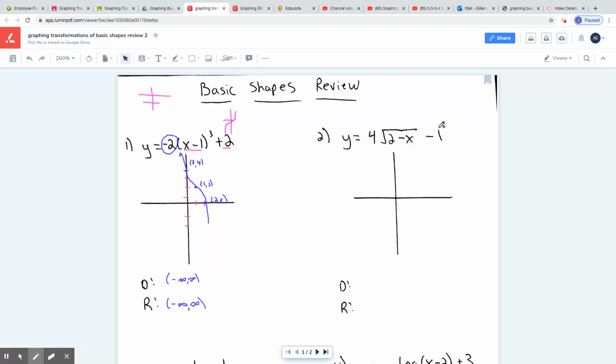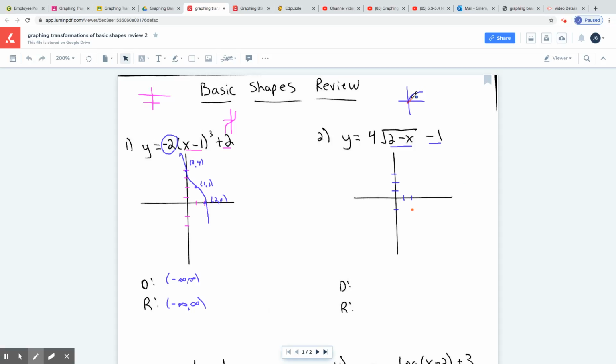All right. Number 2. This is a square root. A square root, the basic shape, looks something like this. What we need is this starting point. It's normally at 0, 0. So I move to the right 2 and down 1. So to the right 2, and down 1. So I am at 2, negative 1. I'm right there.